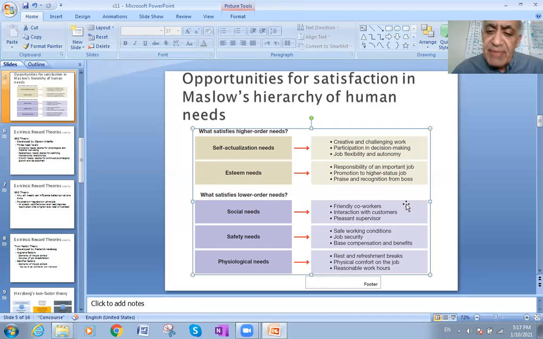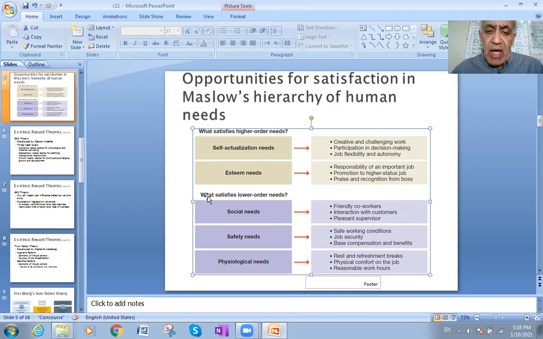Interaction with customers also. So make them interact with the customers always, not be isolated from the environment around them. Pleasant supervisor: if their supervisor is nice, then this is also one of the points which will satisfy the social needs of these workers.